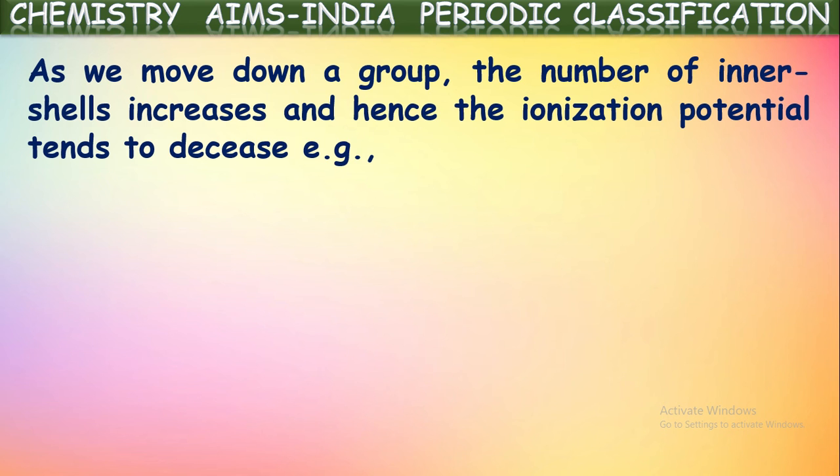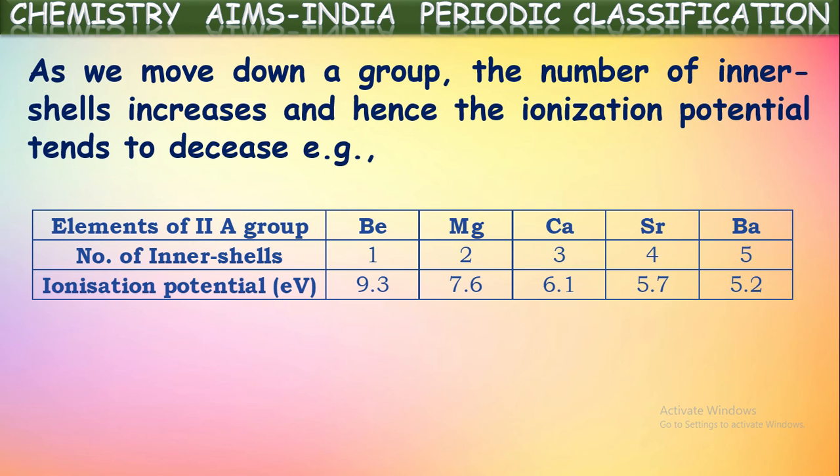So as we move down a group, the number of inner shells increases, and hence ionization potential tends to decrease. We know in a group from element to element, a new shell is being added. So the number of shells is increased. As the number of shells increases, shielding effect increases. Isn't it? Let us see. The second group elements are mentioned here. Beryllium, magnesium, calcium, strontium, barium, and radium, if you see.